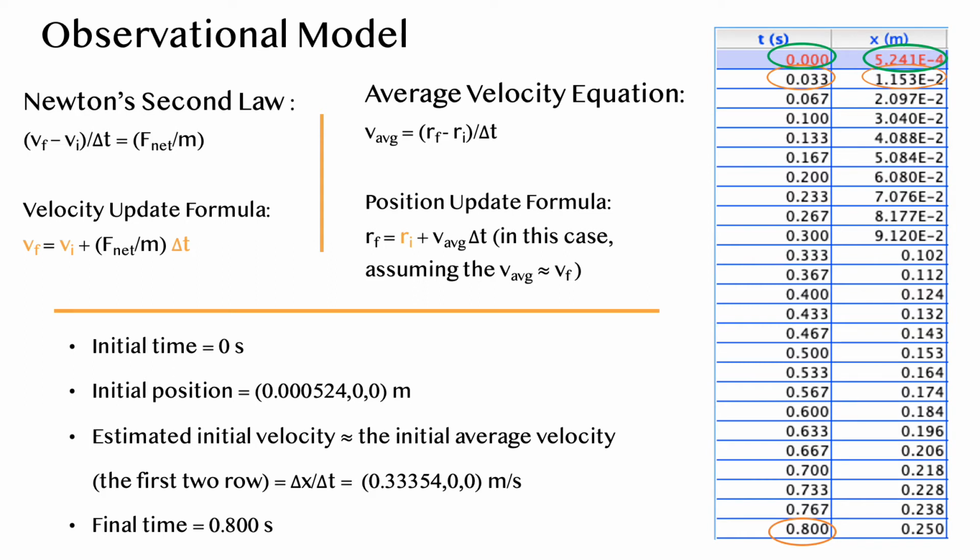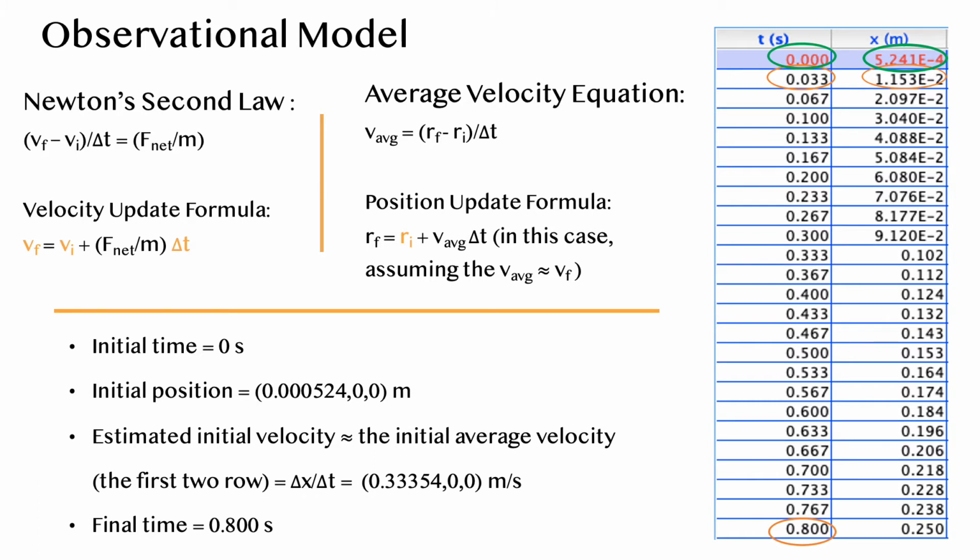According to Newton's second law, the final velocity minus the initial velocity, divided by delta t, equals the net force divided by the mass, which is also the acceleration. From this equation, we can obtain the velocity update formula. And according to the average velocity equation, we know the average velocity equals the final position minus the initial position, divided by delta t, and we can get the position update formula. In this case, we assume that the average velocity is roughly equal to the final velocity.